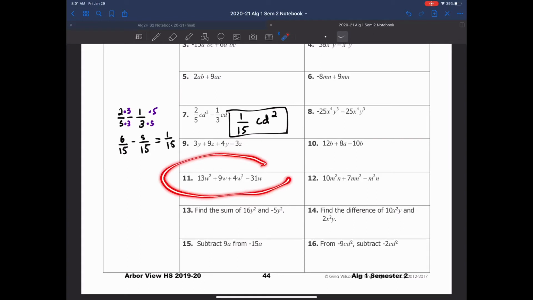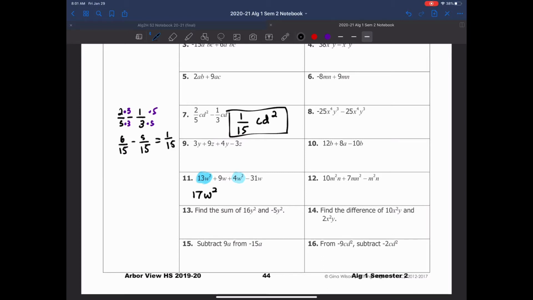Now this one's a little bit more involved because we have two different teams. We have a w squared team and we also have a w team, okay? So let's deal with the w squareds first. So I'm going to highlight this some colors. So part of the w squared team is 13w squared and 4w squared. Since those both have a w squared attached to them, we are absolutely allowed to take 13 and positive 4 and add them together. So 13 plus 4 is going to give me 17w squared.